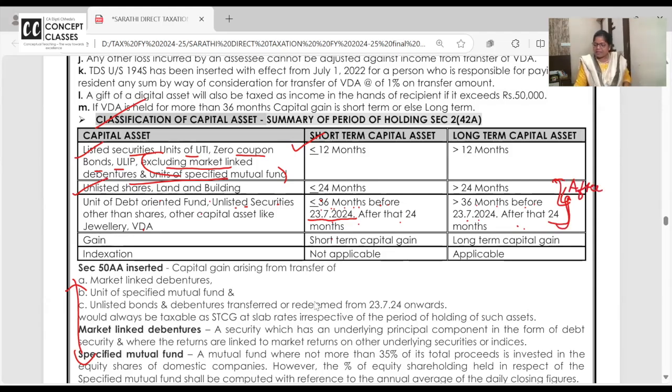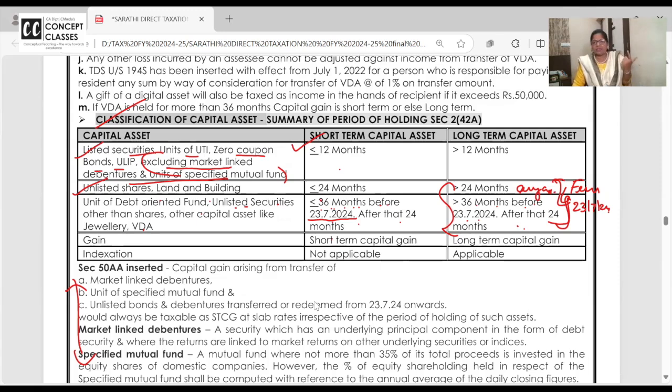Put this in bracket. From, not after. From 23rd July 24 onwards, 36 months is scrapped. Any asset other than listed shares and securities, that is 12 months. But other than that, in this period, any asset, if you hold it for less than 2 years, short term. More than 2 years, long term.